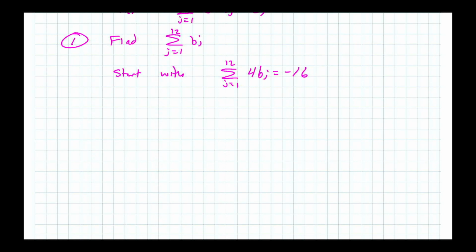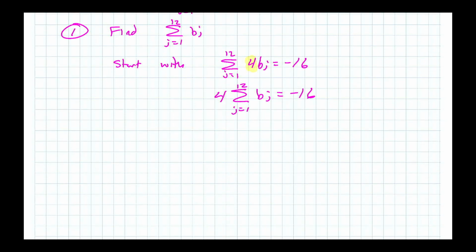We know what to do now. You can take this 4 and move it outside. So 4 times the sum from 1 to 12 of bj equals negative 16. Then we're going to divide by 4. So you get the sum as j goes from 1 to 12 of bj. We're dividing by 4. So negative 16 over 4 is going to be negative 4. Then this right here, we're going to remember.